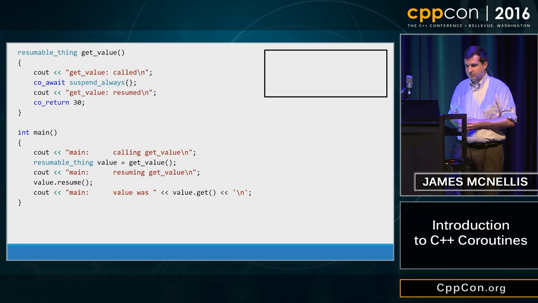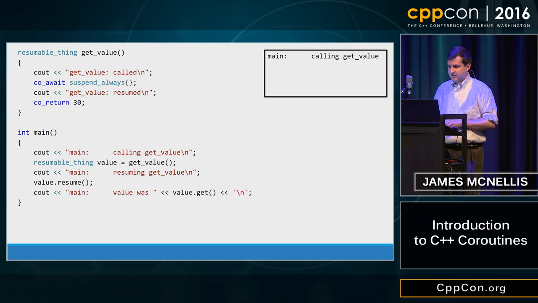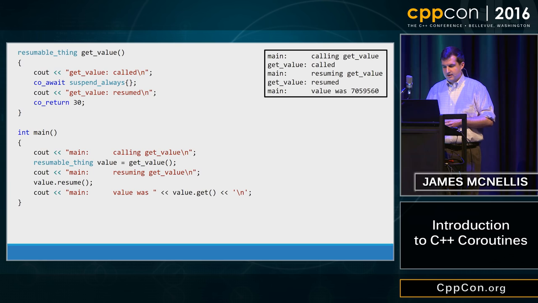And so here, if we execute our program, we're in the main program, and we say we're going to call getValue. GetValue is called. It says I've been called, and then it suspends. The main function will then resume getValue. GetValue will then say I've been resumed, and it will co-return the 30. And then main will print that the value was 7,059,560. So there we go. Any questions?